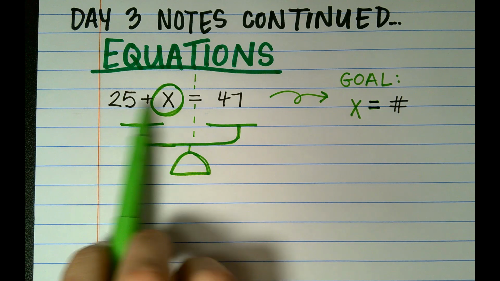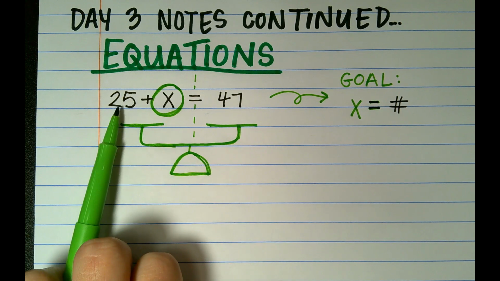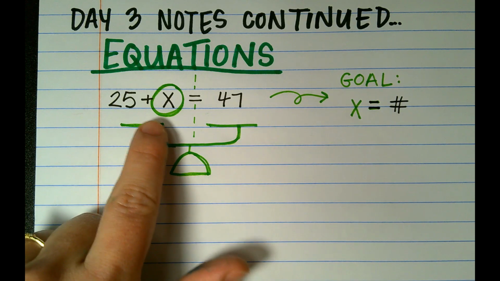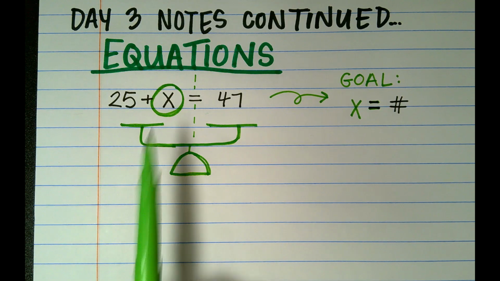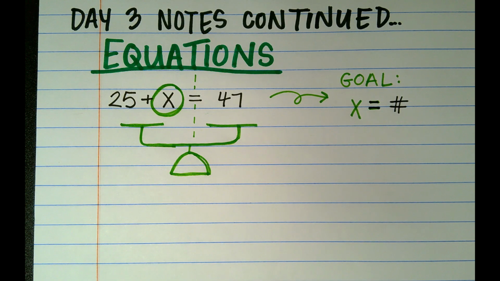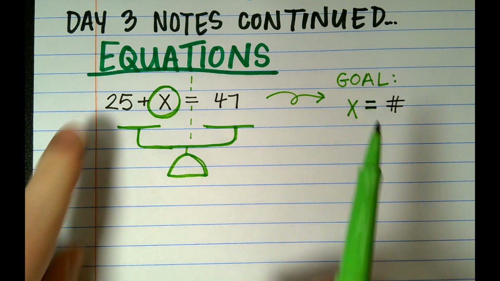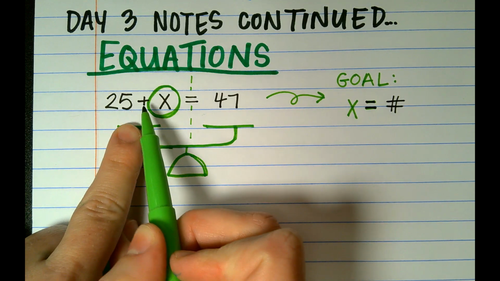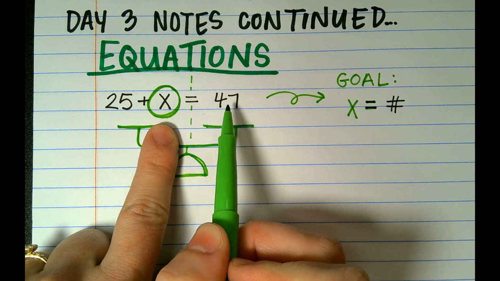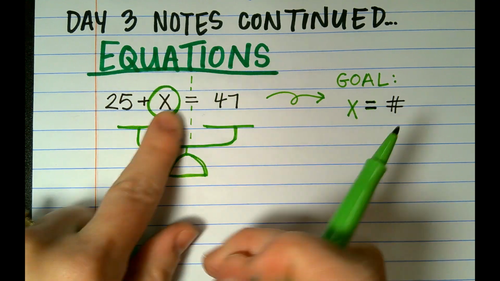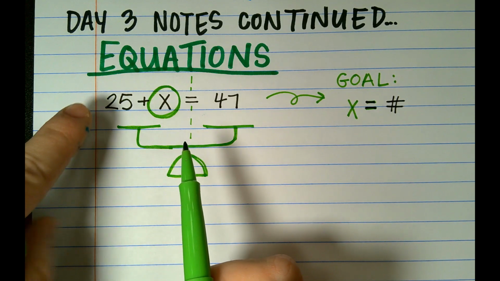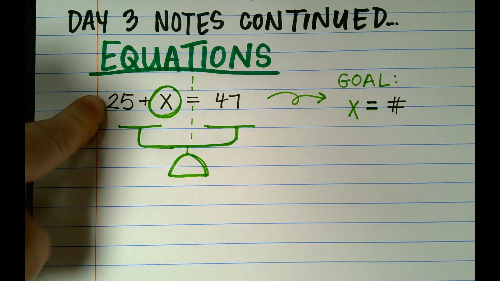So on this side of my equation, I have 25 plus x. What do I need to get rid of to make x be by itself over here? The plus 25. I need to get rid of this 25. So here's what we're going to do. If 25 plus a number equals 47, and I want to see what that missing number is, I'm going to get rid of 25. How do I go from positive 25 to 0?